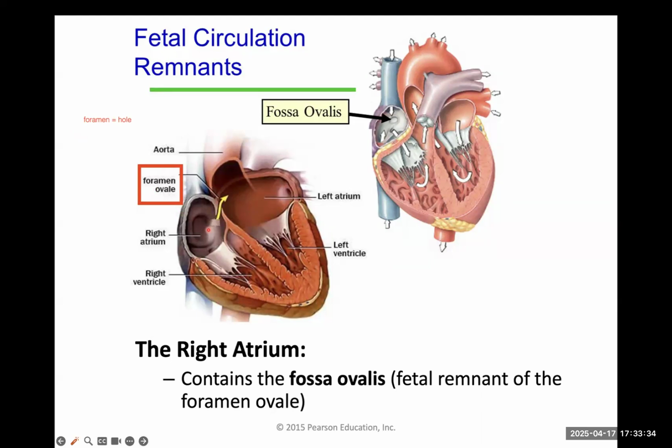So once you're born, you don't need this anymore. The second that you take your first breath, this is going to close. It's like a little flap that comes down and closes. When it closes, we don't call it foramen anymore. We call it something else. We call it fossa. A fossa is like a depression, something like a little scoop. So we call it the fossa ovalis.